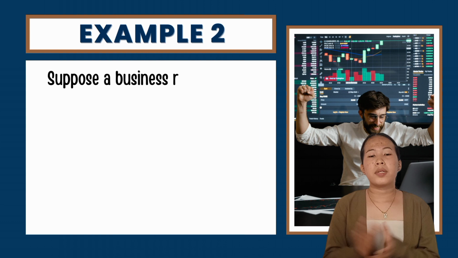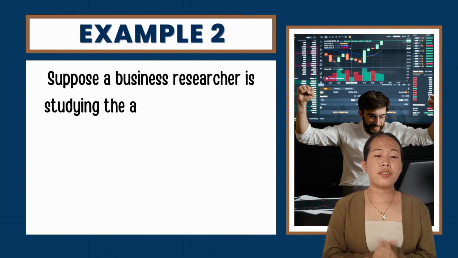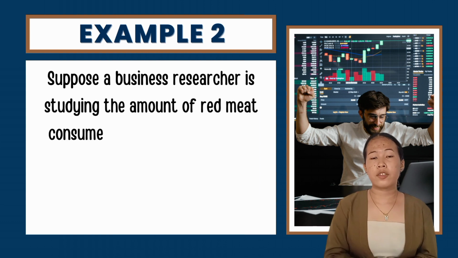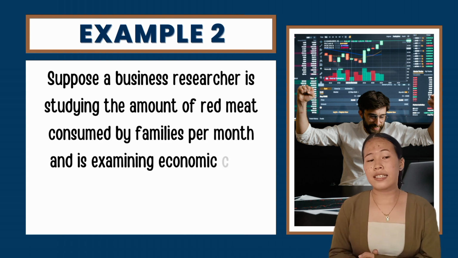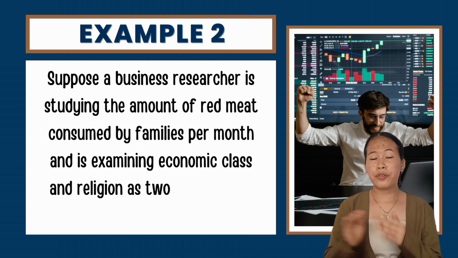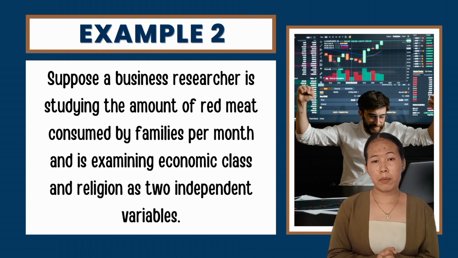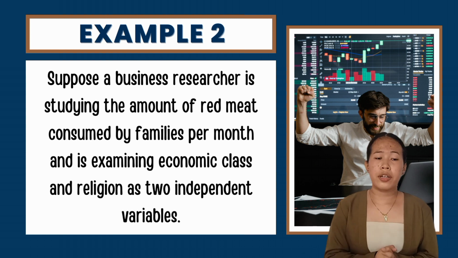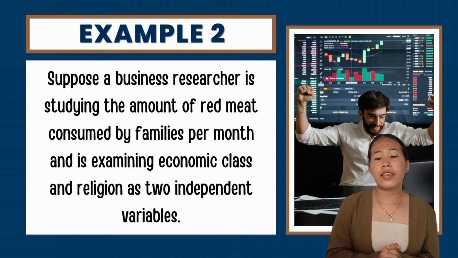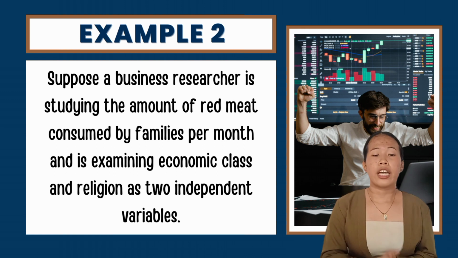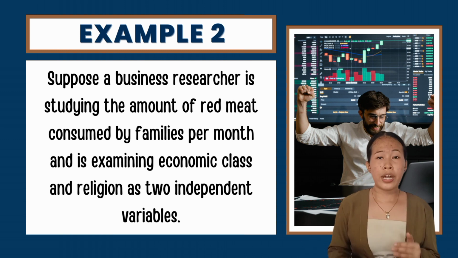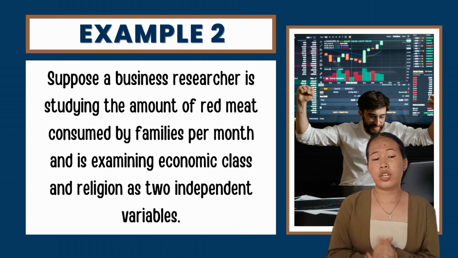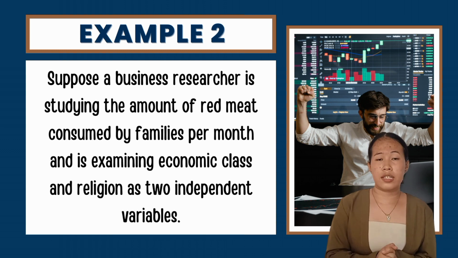As another example, suppose a business researcher is studying the amount of red meat consumed by families per month and is examining economic class and religion as 2 independent variables. Class and religion might interact in such a way that with certain religions, economic class does not matter with the consumption of red meat, but with other religions, class does make a difference.